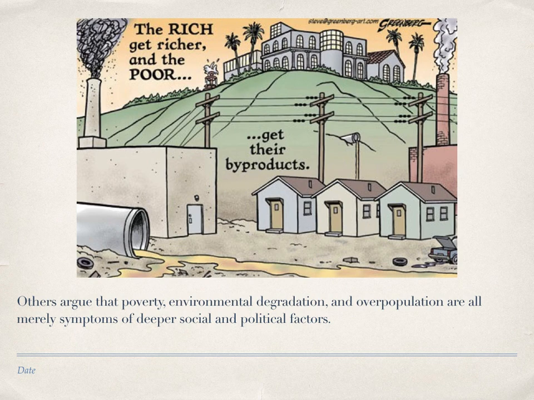Others argue that poverty, environmental degradation, and overpopulation are merely symptoms of deeper social and political factors. In this approach, the solution to population is social justice and empowerment. Overpopulation will end naturally given access to adequate resources. Which worldview we choose to believe will profoundly affect our approach to population issues.